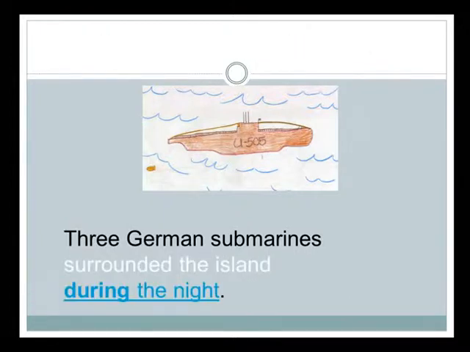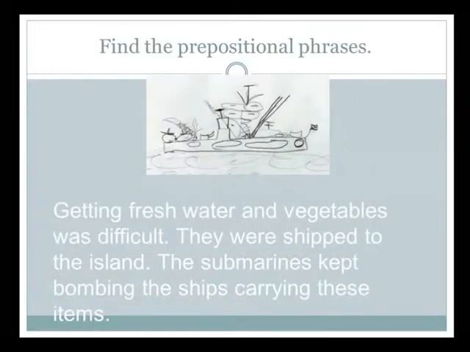The second example coming up: getting fresh water and vegetables was difficult. They were shipped to the island. The submarines kept bombing the ships carrying these items. Let us identify which prepositions and prepositional phrases are there in the sentence. Getting fresh water. Getting is a gerund here, or you could also say a present participle, the ing form. Fresh water, water a noun, fresh an adjective to the same. And vegetables was difficult. No preposition as of now.